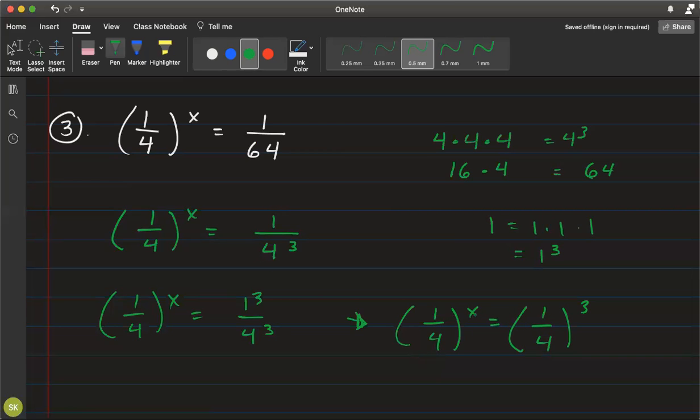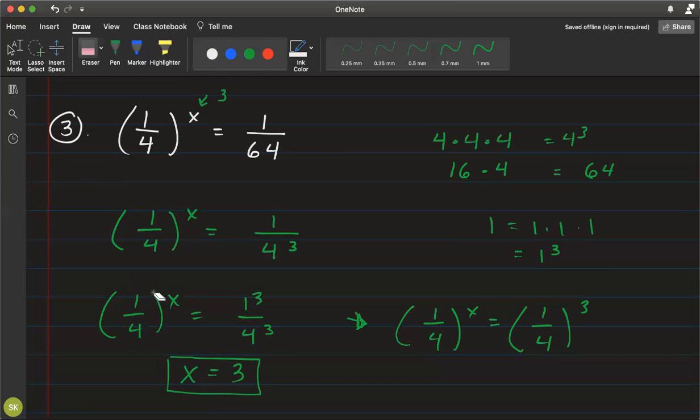You can see we have 1/4 raised to a power and 1/4 raised to a power, so we just set these exponents equal to each other, and we get x is equal to 3. Again, you can double check by just plugging 3 into here. If you plug in 3, you'll get 1/4 three times. If you multiply 1/4 by itself, and then again, you will get 1 over 64.